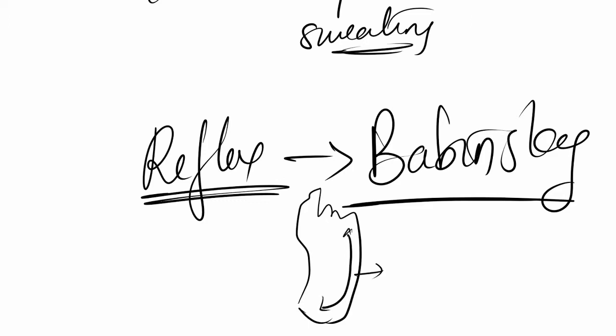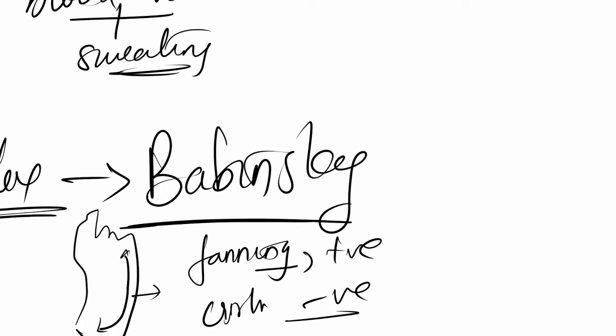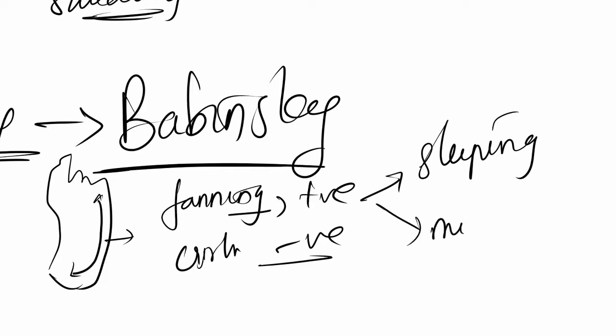Now what does it lead to? If it leads to fanning, that is stretching of the toes, it's positive, and if it leads to curling of the toes, it's negative. When is the positive seen? It's only seen in sleeping in case of adults and some case of myelin disorders. Positive is seen in myelin disorders.